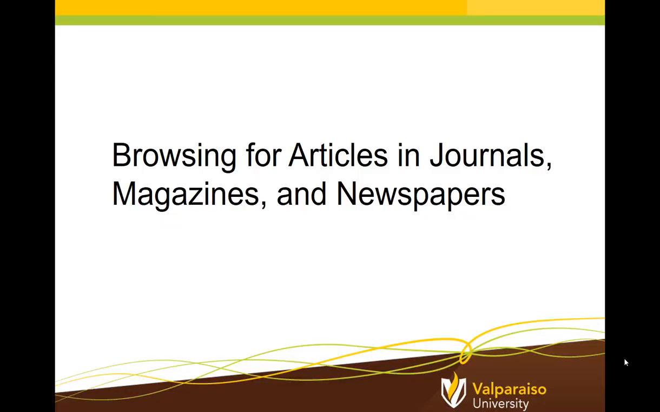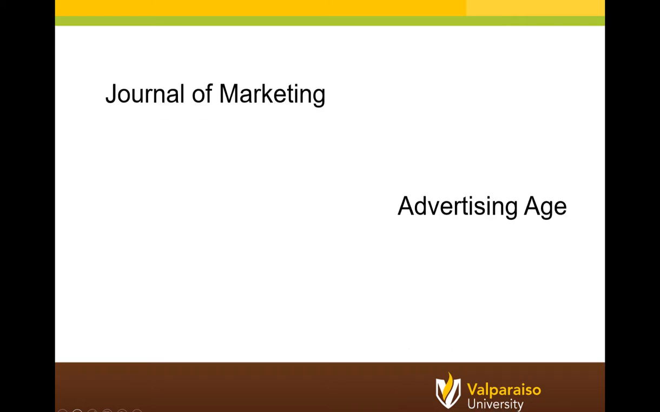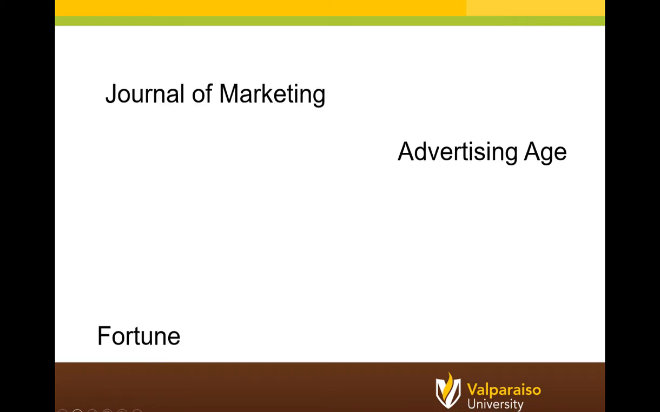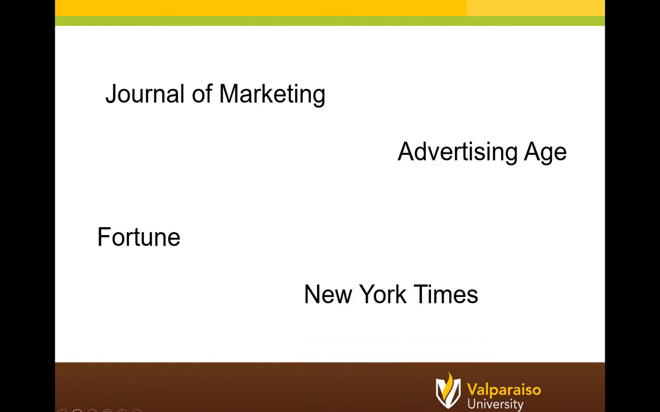Browsing for articles in journals, magazines, and newspapers. Let's say that your professor tells you to look for an article in a journal, trade publication, magazine, or newspaper. Collectively, these are called serials or periodicals because they come out serially or periodically.